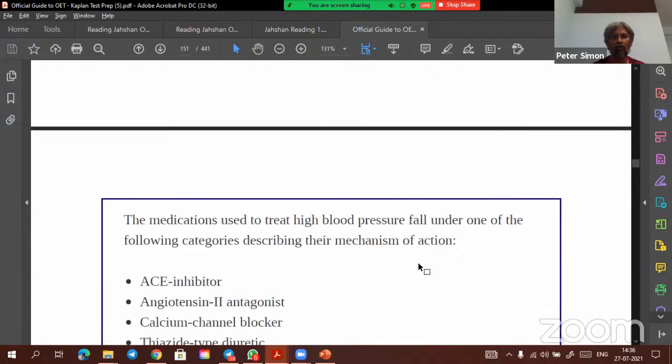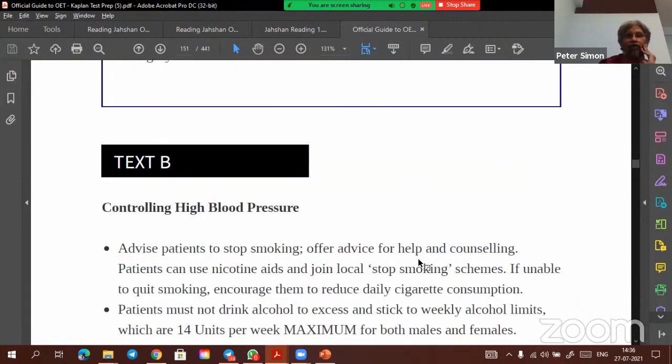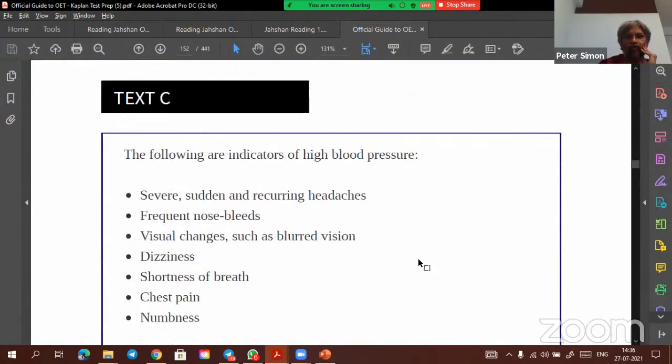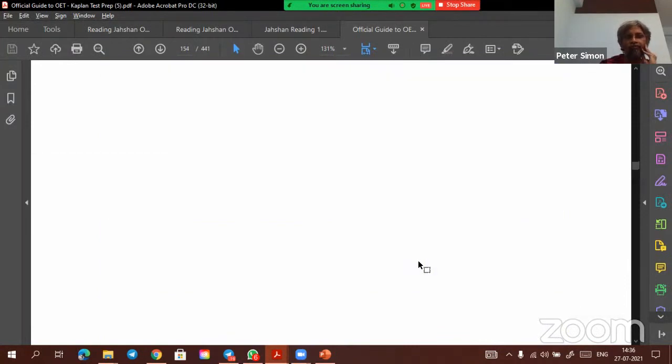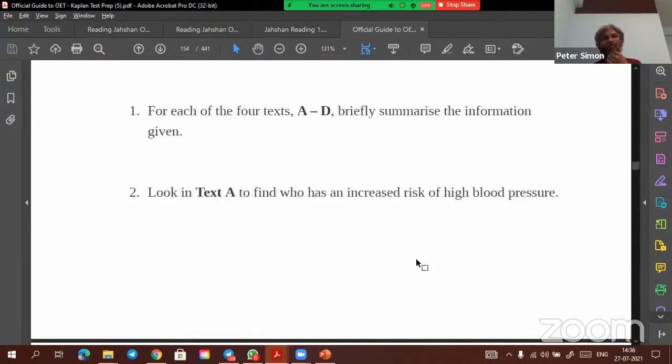So, hypertension texts: text A, text B, text C, text D. Now, for each of the given four texts, A to D, briefly summarize the information. That means a summary, that means a subtitle. We have already done that.